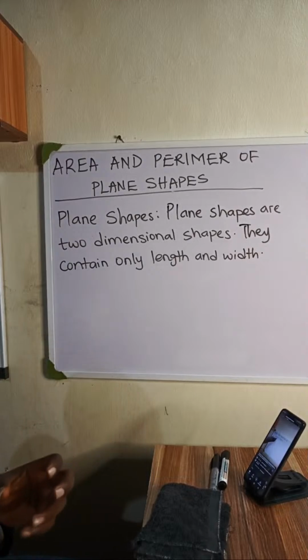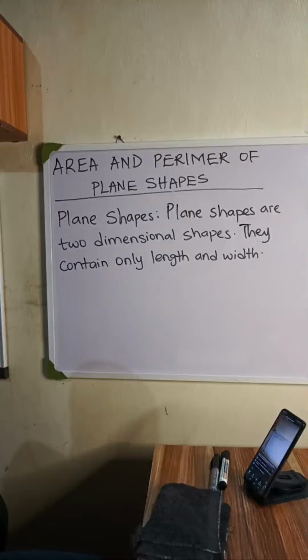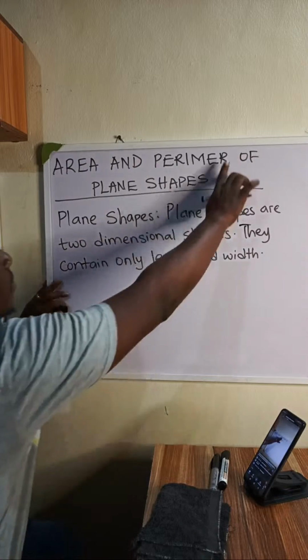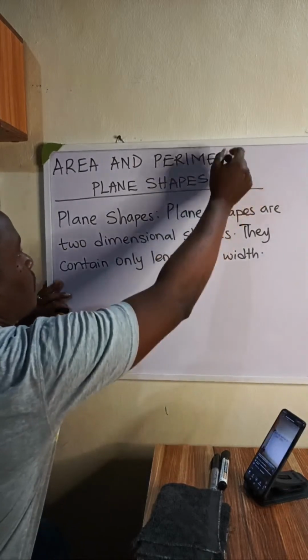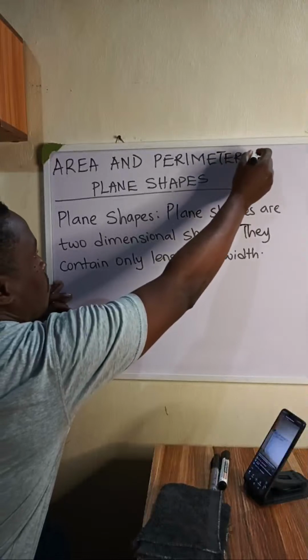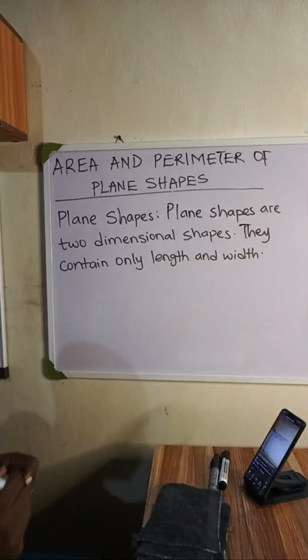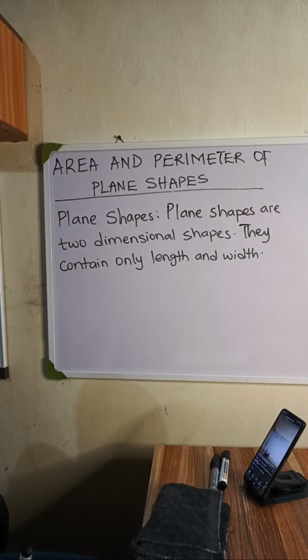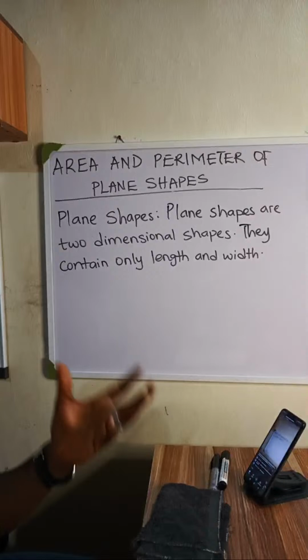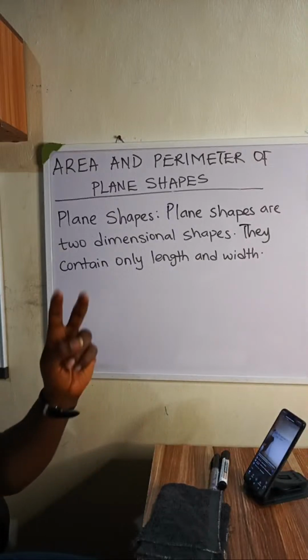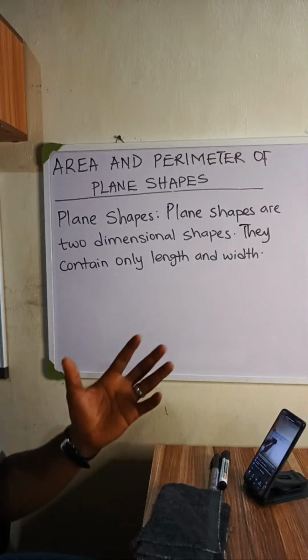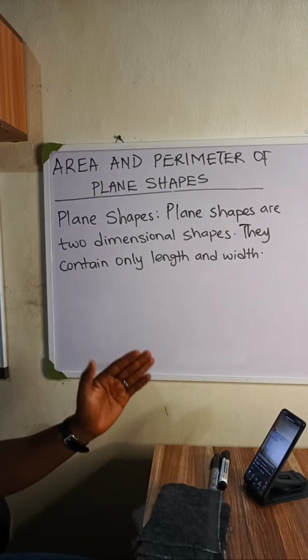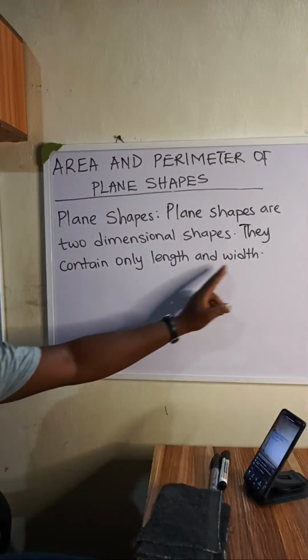So when you're considering a plane shape, you're only considering two dimensions or two directions. The directions or the dimensions are length and width.